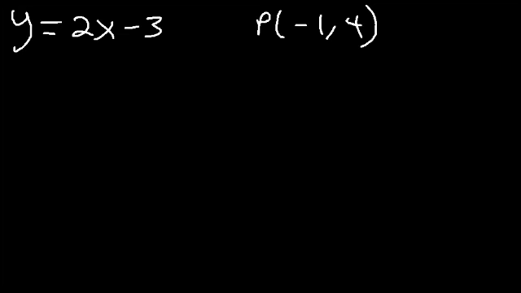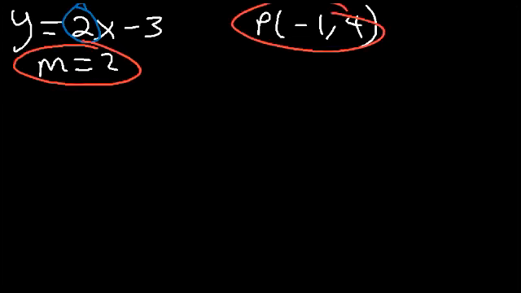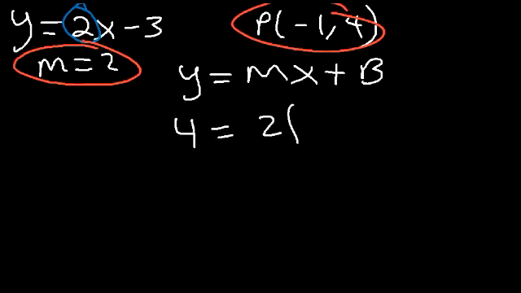The first thing you need to do is find the slope of this line. It's 2. And so the slope of the line that you want to find is also 2 because it's parallel to the line y equals 2x minus 3. So we have the slope and the point. Let's use the slope-intercept equation. So let's replace y with 4, m with 2, x with negative 1, and let's solve for b.